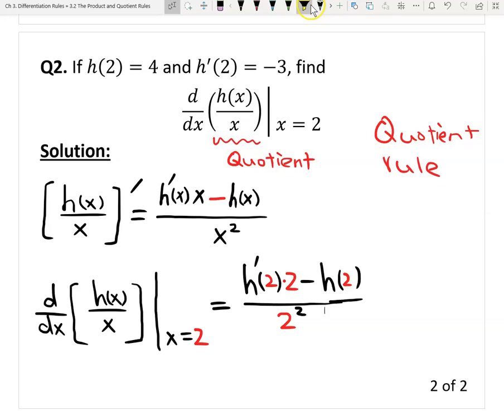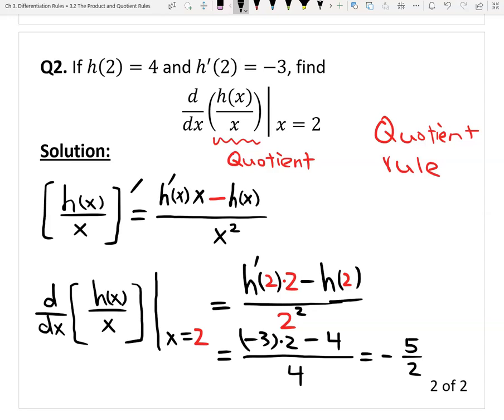Now what do we do? We do the calculation, right? So what do we get in the end? I plug in, the denominator is 4. The derivative of h at 2 is the condition -3. So I plug in -3 times 2 minus h at 2, which is 4. That's the condition. Then you do the calculation and you get negative 10 over 4, which is negative 5 over 2. That's the answer. Can you see this question is very similar to the first question?